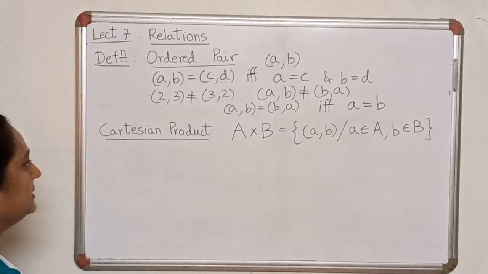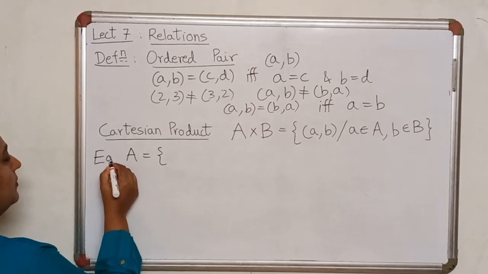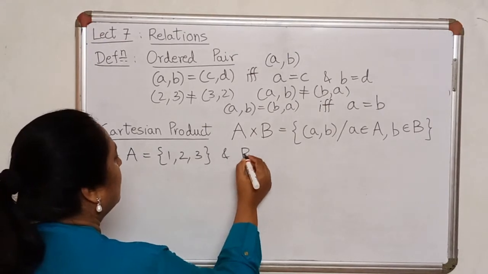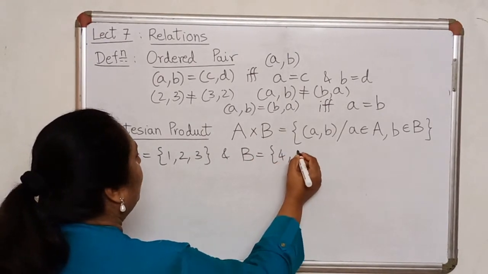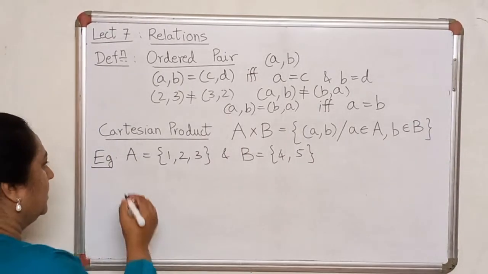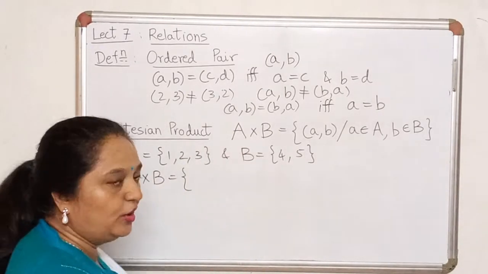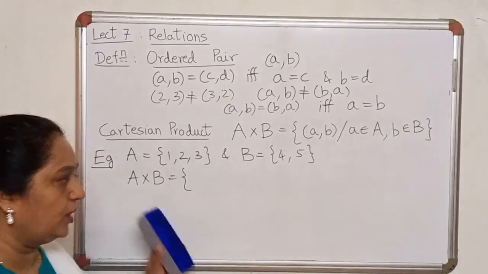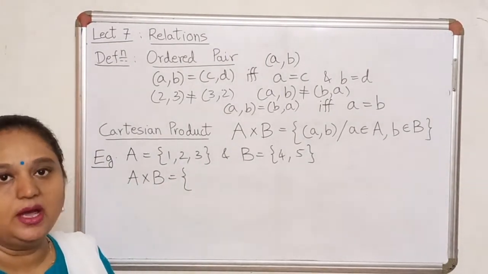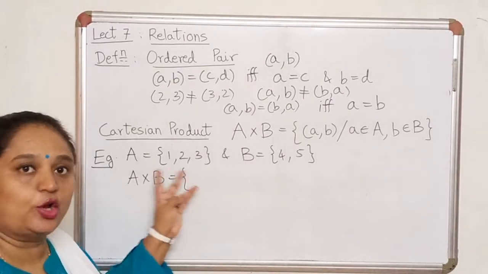So just to give you all an example, let me take A as {1, 2, 3} and B as, say, {4, 5}. Now let's quickly write down what is A cross B. If you wish to practice, you can pause the video, write down what is A cross B on your own and then you can get back to the video and check your answer. And while you are doing that, you can also try and find out what will be B cross A.